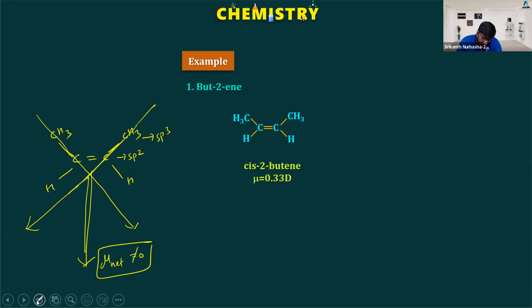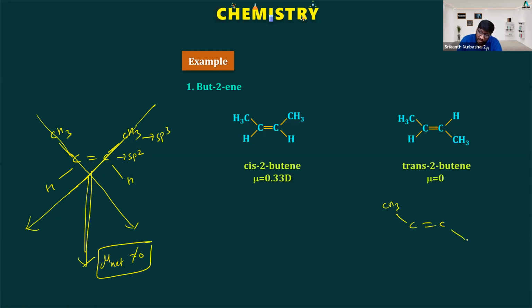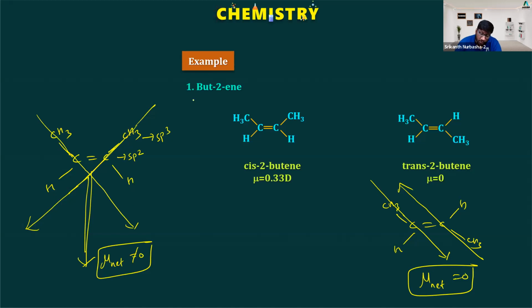If you take the cis position, it is not equal to 0. If you take the trans, you have carbon-carbon double bond, CH3 in this fashion, CH3 in this fashion, CH and CH. So you have one dipole vector in this fashion and the other dipole vector in this fashion. So mu net is exactly going to be 0. Mu net is not equal to 0 in the case of cis-2-butene. Mu net is exactly 0 in the case of trans-2-butene. Yes or no?